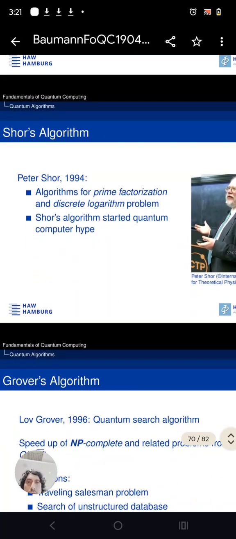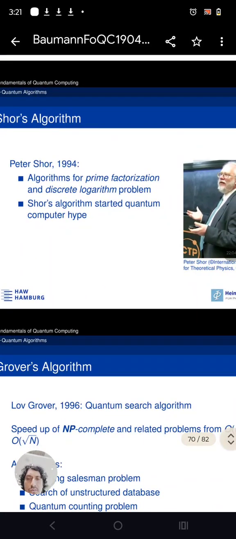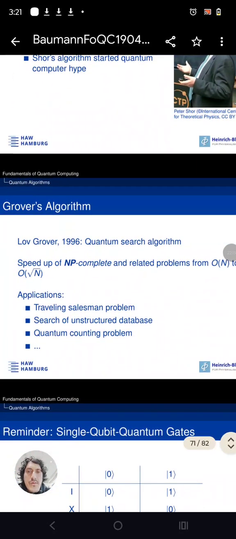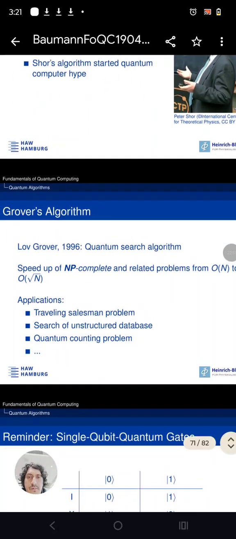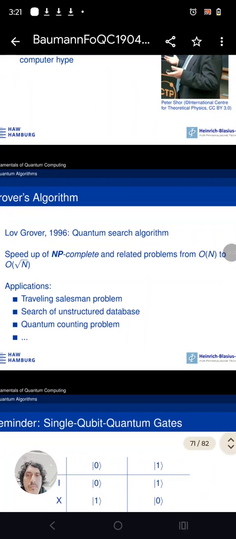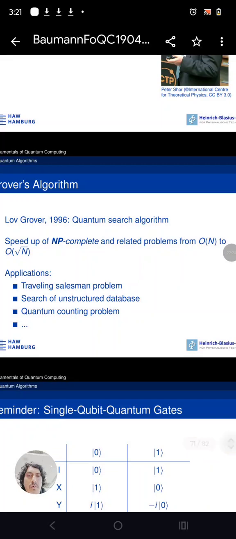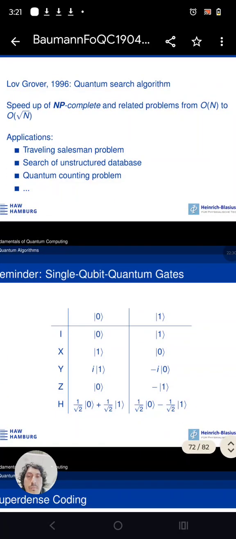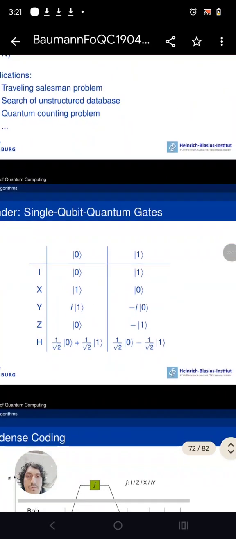Then we have Shor, Peter Shor, algorithms for prime factorization. Of course, we know it, we saw it. Then we have Grover's algorithm, which is a search algorithm. It speeds up NP-complete and related problems from order n to order root n. We have TSP, unstructured database, quantum counting.